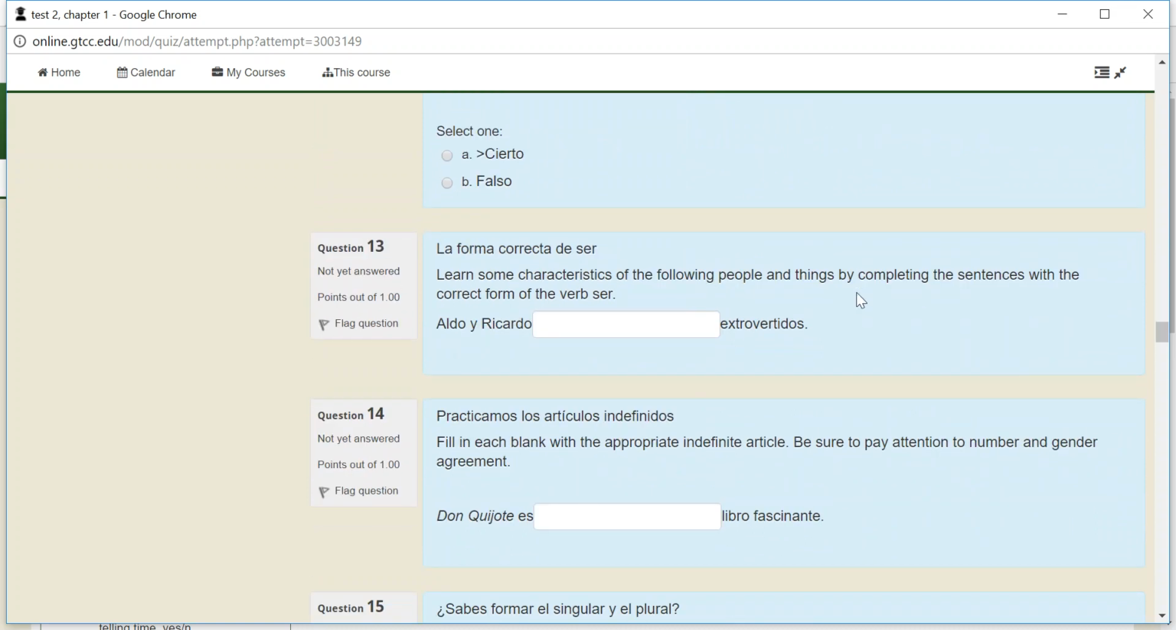La forma correcta de ser. Learn some characteristics of the following people and things by completing the sentences with the correct form of the verb ser. So you're just going to conjugate ser for your subjects. So this is saying Aldo y Ricardo extrovertido. So you're going to write the spelling of ser that correctly matches Aldo and Ricardo, who are extroverted. Okay. Remember that in a statement, your subject comes before the verb, and in a question, it comes after the verb.